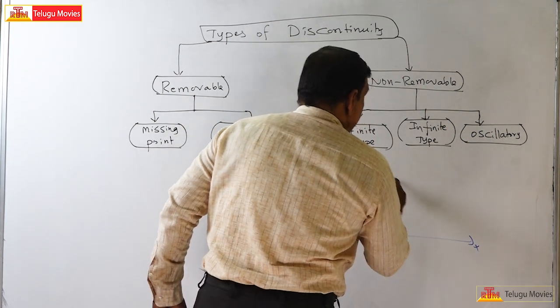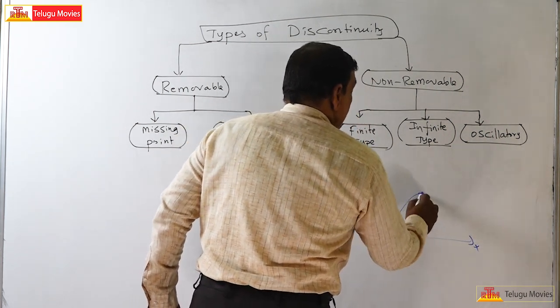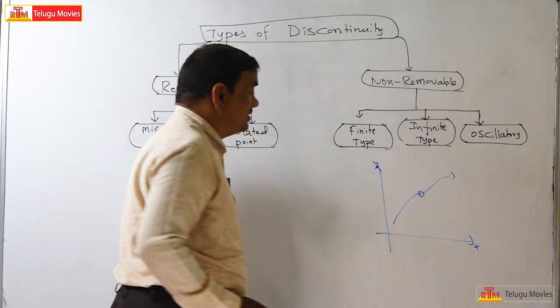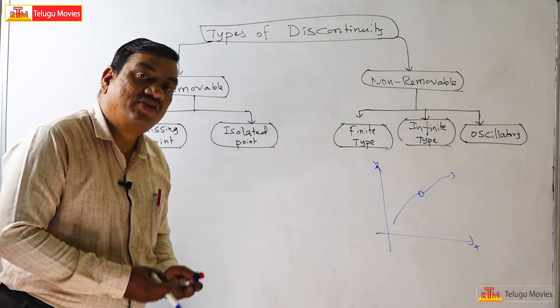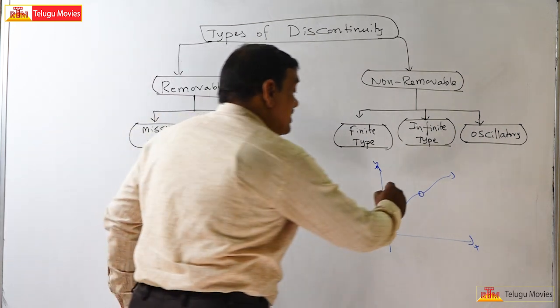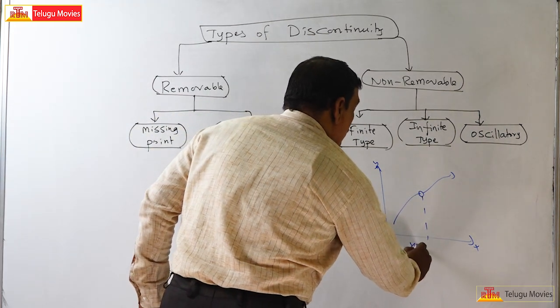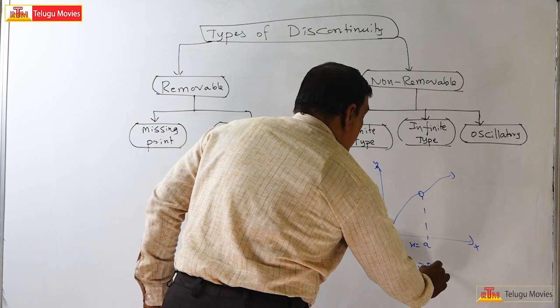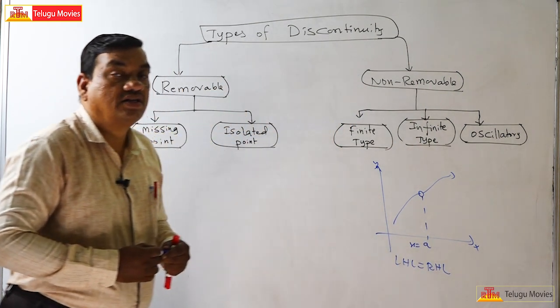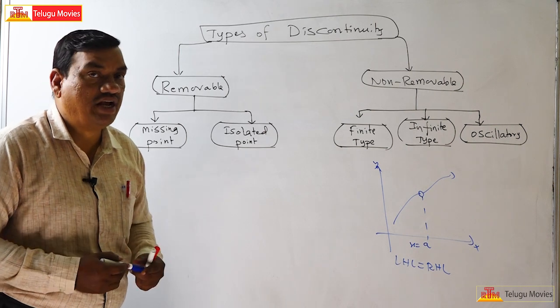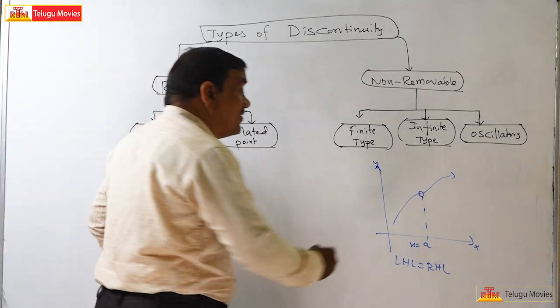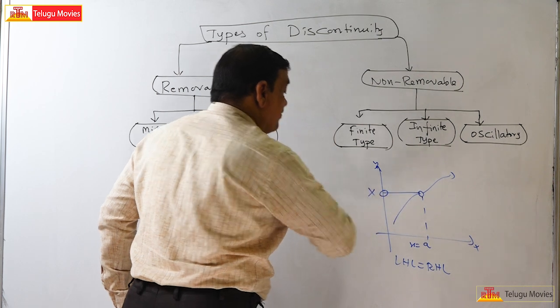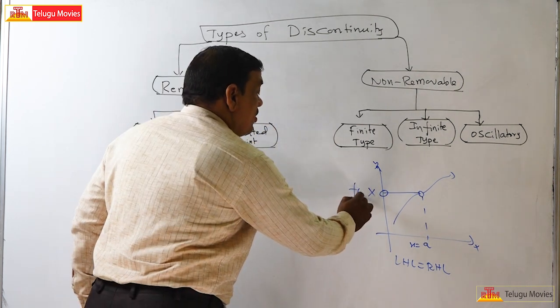So this is the x-axis, y-axis. There is a function. Here the left hand side limit at x equals a. LHL is equal to RHL. Both are equal, so the limit exists at a. f of x exists, but f of a is not defined.